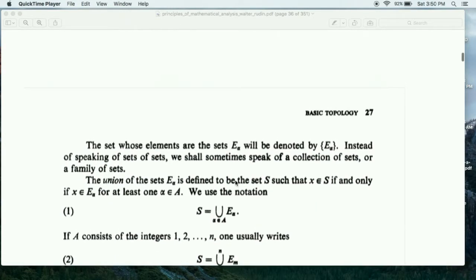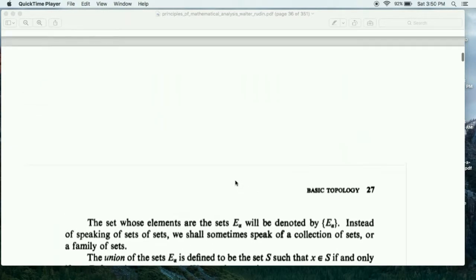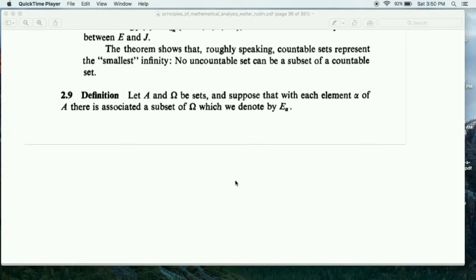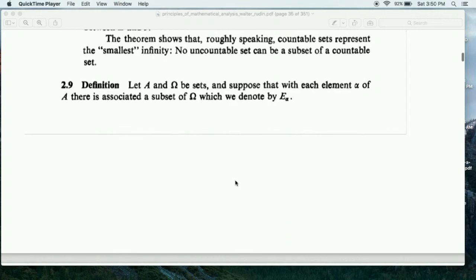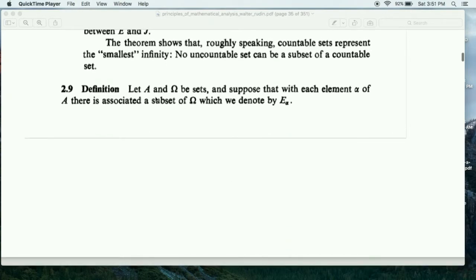Now we come to the definition of union, intersection, and so on. Here it is given that A and omega are two sets, and with each element alpha of A there is associated a subset of omega which we denote by E alpha.